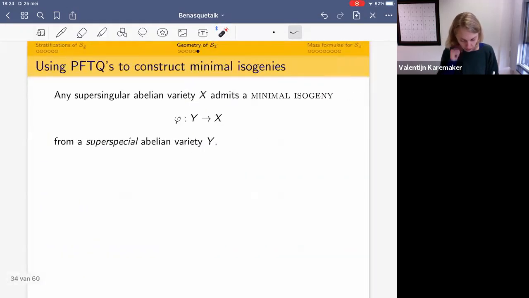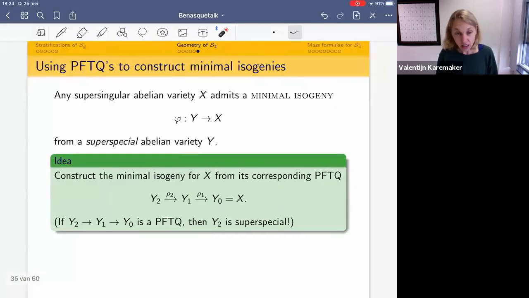Right? So how are we going to use this? Now we can use the flag type quotients to construct what are called minimal isogenies. So we know that any supersingular abelian variety X admits a minimal isogeny of this form, a map to X from a superspecial abelian variety Y. Minimal here means that any other isogeny coming from something superspecial has to factor through this phi. And dually, there's also the notion of minimal isogenies to a superspecial abelian variety, but we won't need that in this talk.